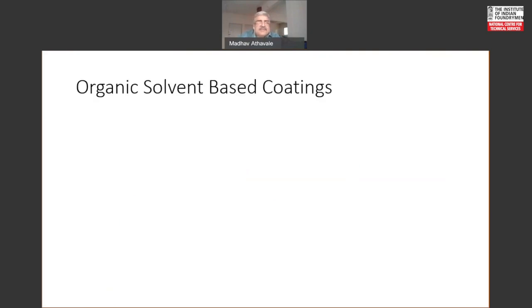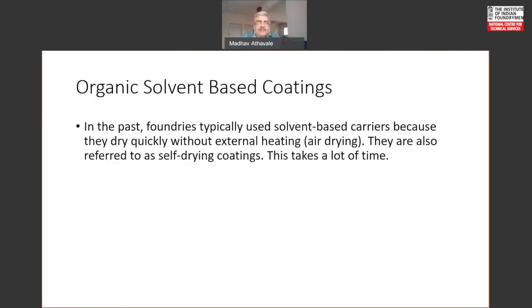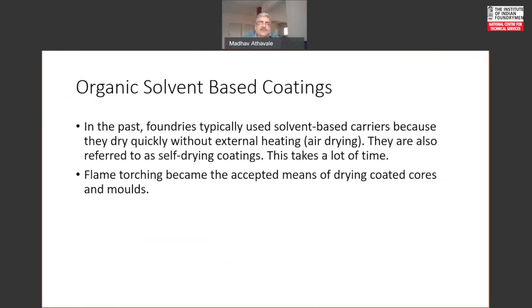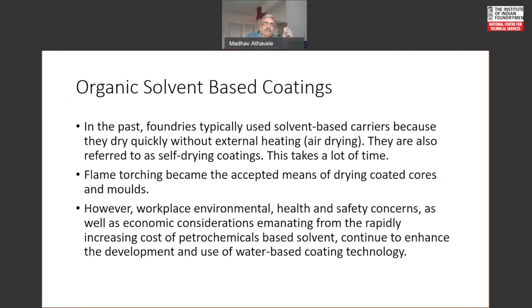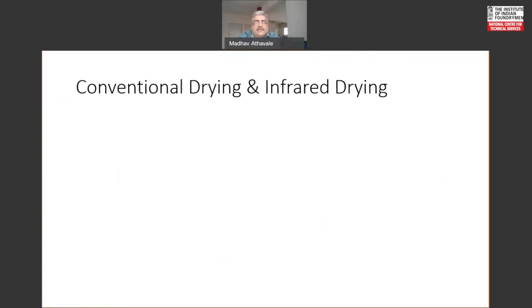Drying of the coatings. In case of organic solvents, which are now going out of fashion gradually, people earlier, for safety reasons, were trying to do self-drying, but torching and flaming also is done. But for very large molds, that presents a peculiar problem. For very large molds, if there are accumulation areas, then the binder may get affected because the excessive carrier seeps inside the mold and core, especially in corners and pockets. So generally for environmental health and safety concerns, organic solvents are getting out of fashion.